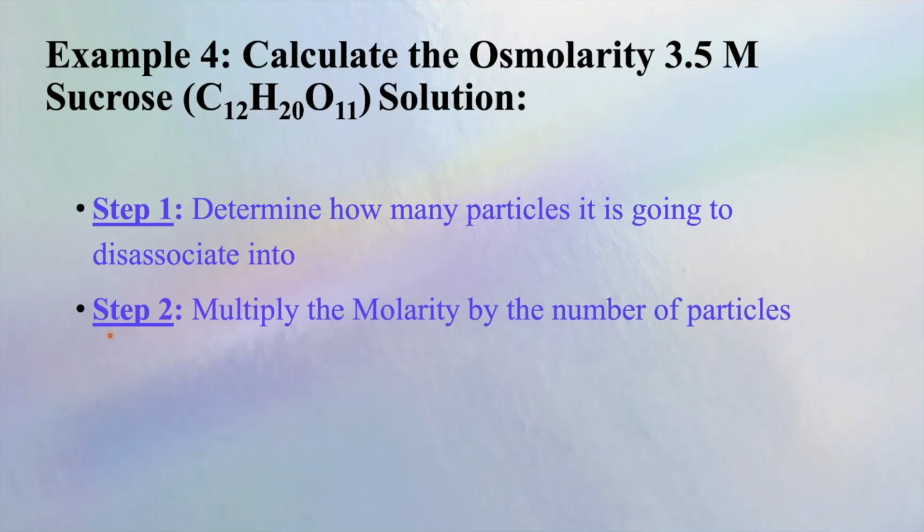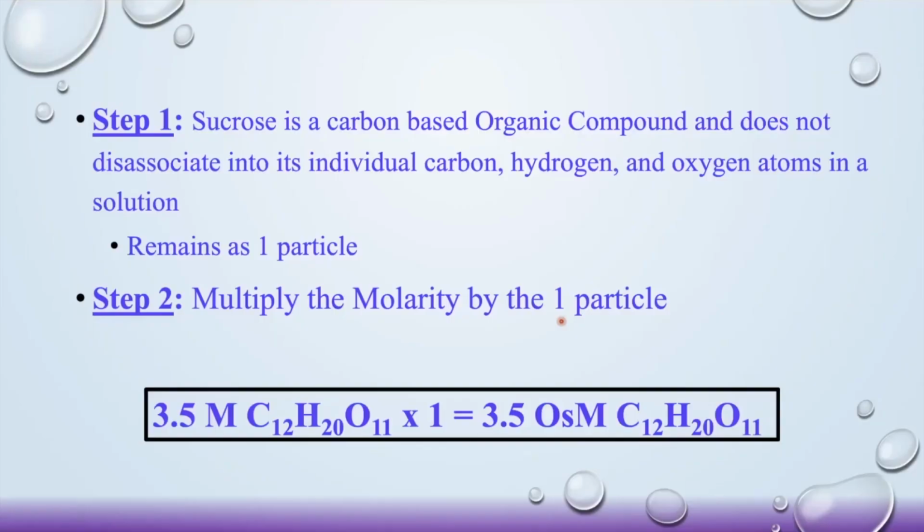And the second step is to multiply the molarity by the number of particles. We already gave it away. It only has 1 particle, like I said. Sucrose, a carbon-based compound, does not dissociate into the individual carbons, hydrogens, and oxygen atoms. It remains as 1 particle. Step number 2, multiply the molarity by the 1 particle.